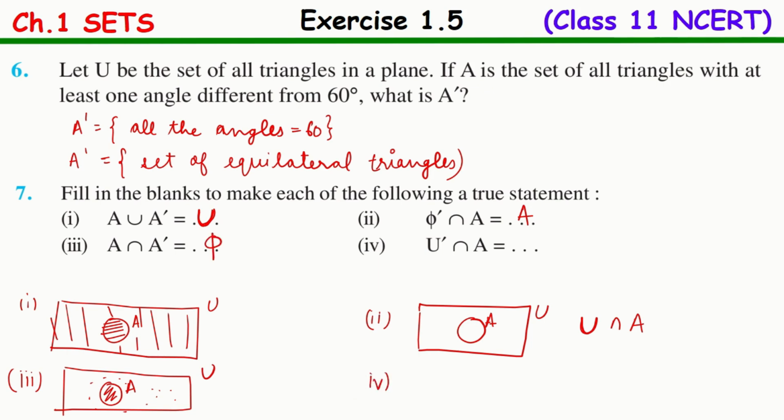For fourth part, we have to take U set and this is A. It says U complement. What is not present in U? Everything we talk about is inside U only. So what is not present in U? It is phi, empty. We have to take its intersection with A. What is common in A and phi? It is nothing. There is nothing common. So this answer will also be phi. So that's all for all the exercise questions of exercise 1.5. So we'll see the next exercise in the next video.